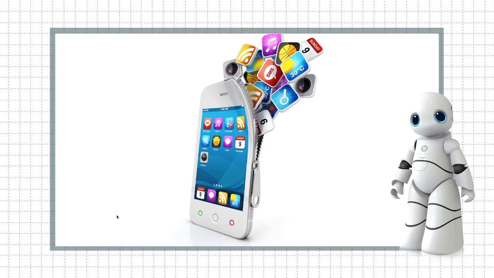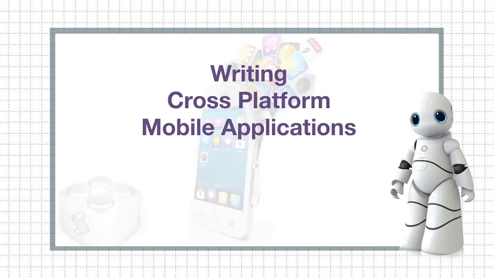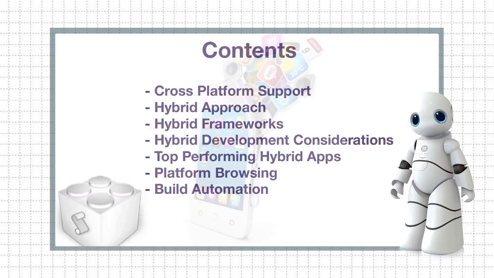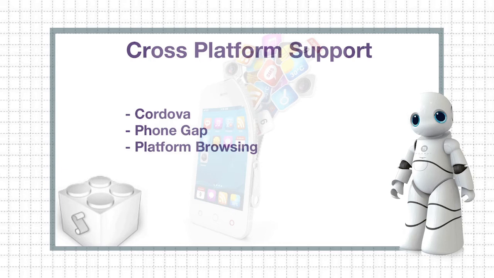Writing cross-platform mobile applications. In today's presentation, we'll be looking at how to write cross-platform mobile applications. We'll review the following contents: cross-platform support, hybrid approach, hybrid frameworks, hybrid development considerations, top-performing hybrid apps, platform browsing, and build automation. We'll be looking at what it means to build cross-platform mobile ecosystems. Amongst the list of projects that will allow us to build such applications are Apache Cordova, PhoneGap, and so on.